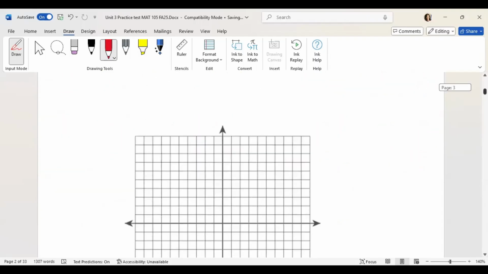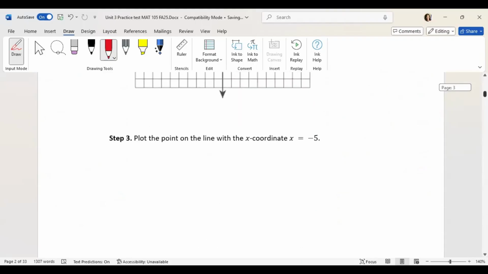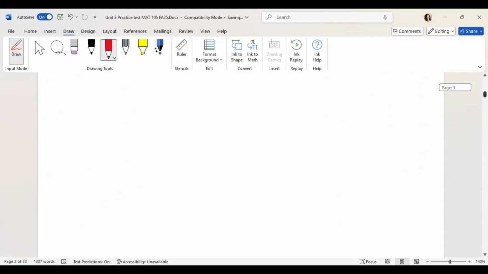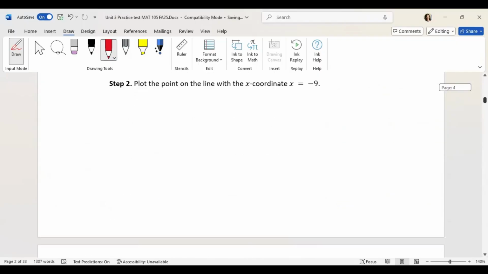And then you can plot the point as given. And then there's another point they told you to plot.